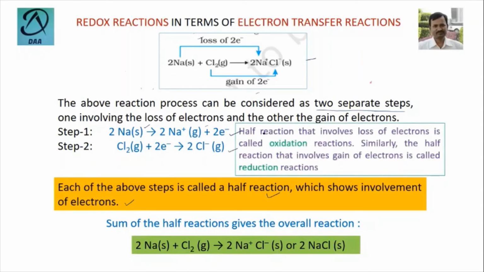And now the half reaction that involves the loss of electrons is called the oxidation reaction, and similarly the other half, which gains the electrons, is called the reduction reaction. That means for step 1, where the loss of electrons is happening, this is called the oxidation reaction, and then in the second step, where the gain of the electrons happens, it is called the reduction reaction.